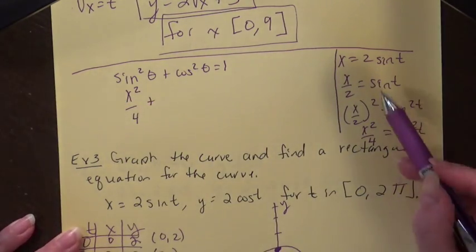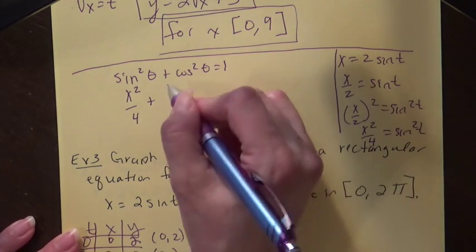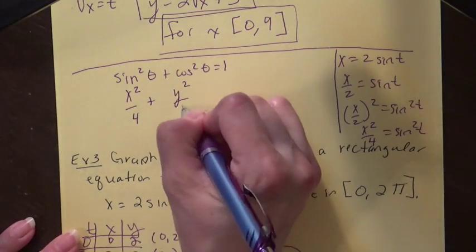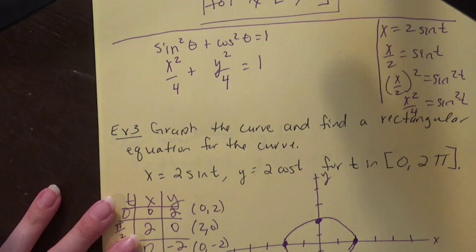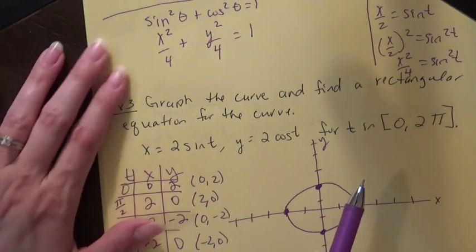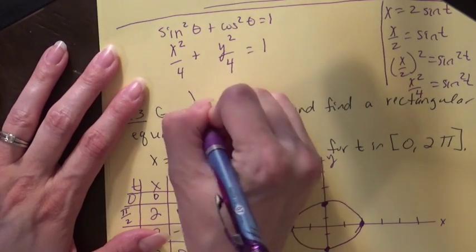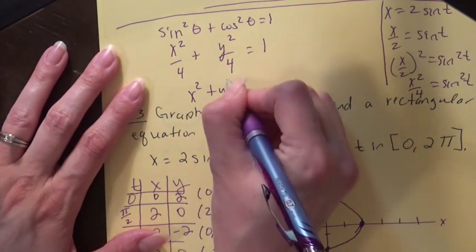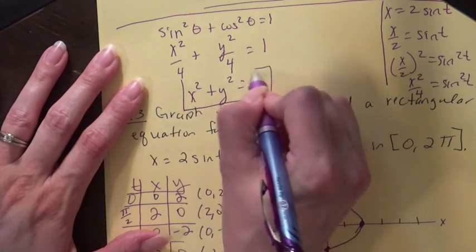Very similar work is going to show you that cosine squared equals y squared over 4. Now we know that we've already graphed this, we know it's a circle, so we know what to expect as far as our equation. Multiplying both sides of this by 4 will give us x squared plus y squared equals 4. So that's the equation.